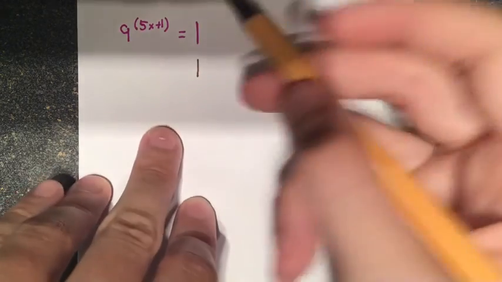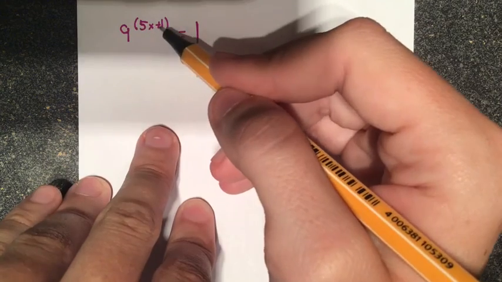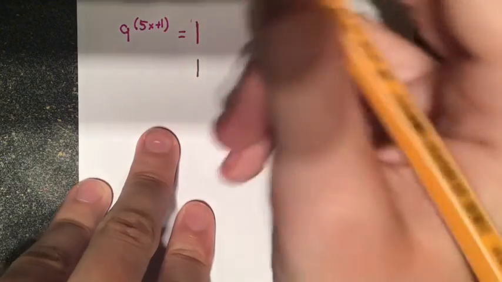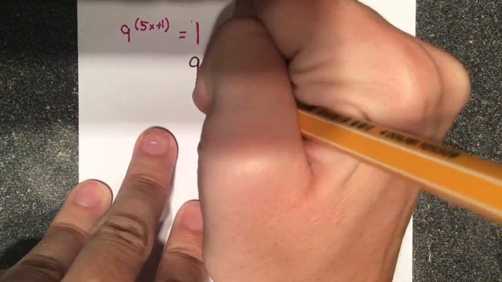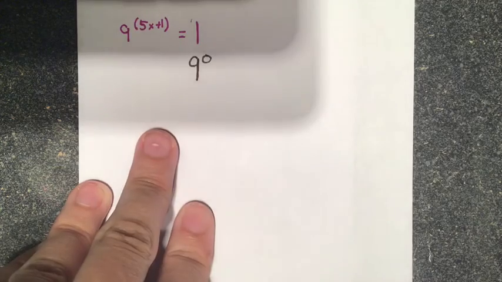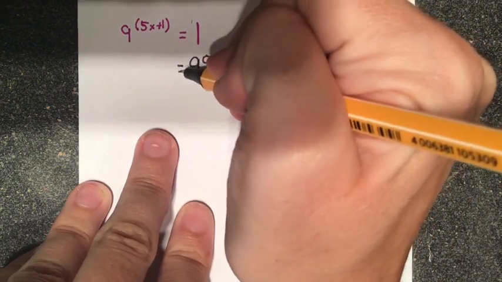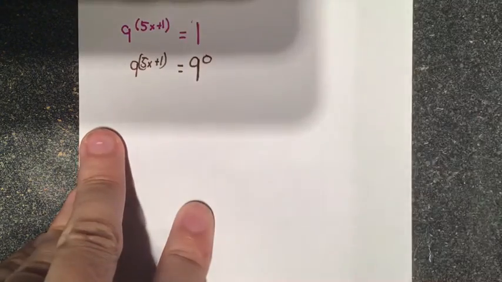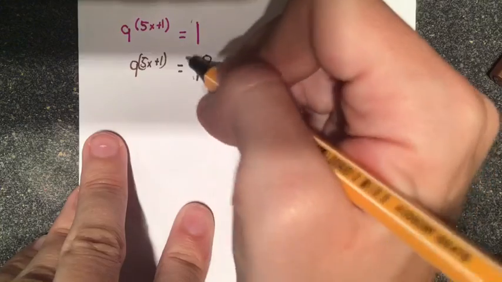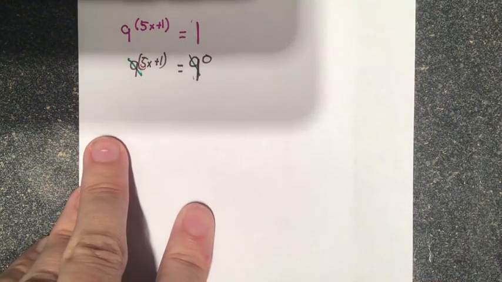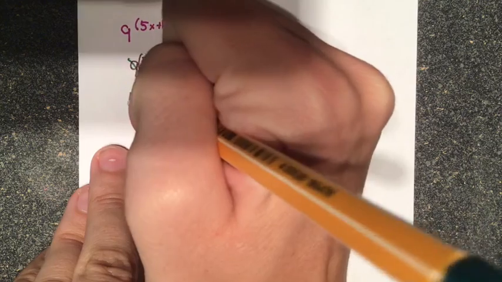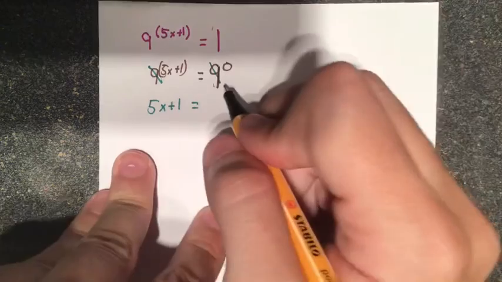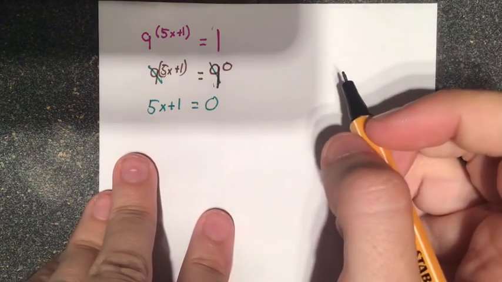Number 2 is written as 9 to the 5x plus 1 is equal to 1. And remember that 1 can always be rewritten as 9 to the 0. And we can rewrite the other side as 9 to the 5x plus 1, put it in parentheses. Because we have our same bases, our bases cancel out, and we're left with 5x plus 1 is equal to 0.